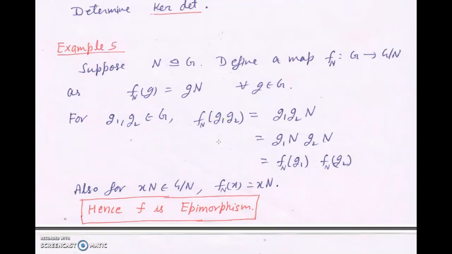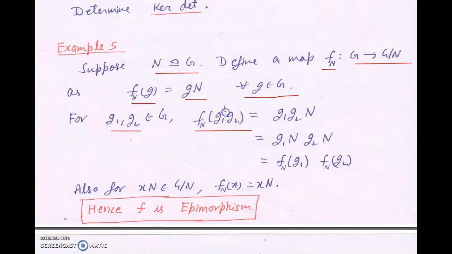Now come to another example, example number 5. Suppose N is a normal subgroup of a group G. Now define a map f_N from G to G/N as f_N(g) = gN for all g in G. Then let us check that it is a group homomorphism. So take g1, g2, two elements in G, then f_N of g1 g2.